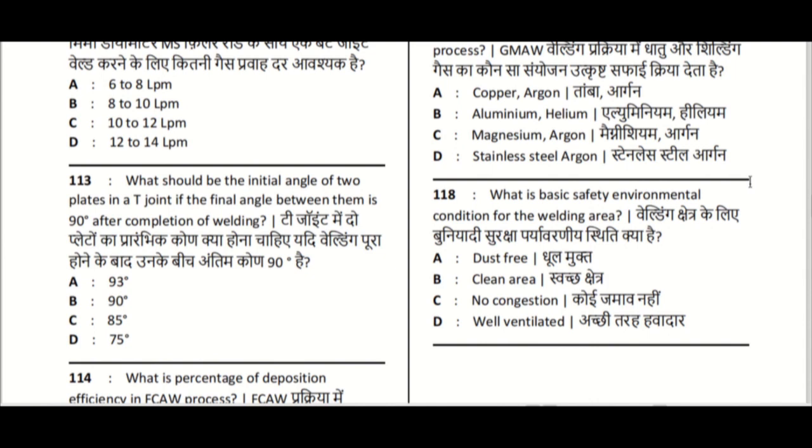What should be the initial angle of two plates in a T-joint if the final angle between them is 90 degree after completion of the welding? The initial angle should be 93 degree.